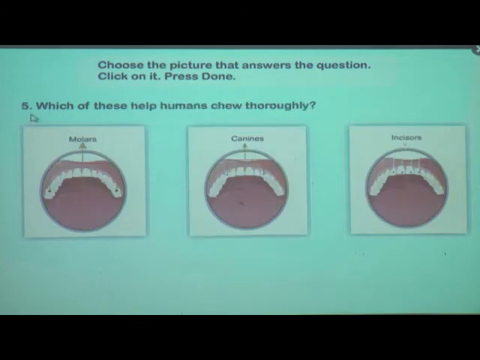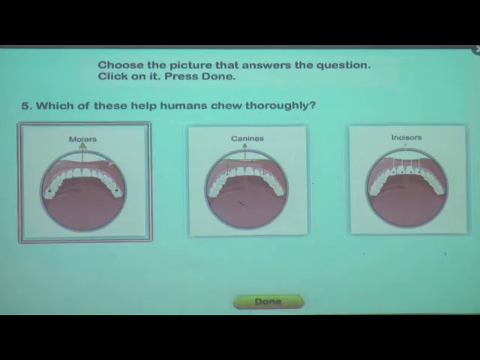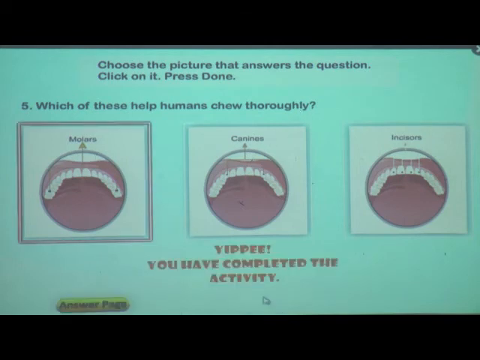Now read the question carefully. Which of these help humans chew thoroughly? Here in the first one, it is showing molars, canines and incisors. Incisors are cutting teeth and canines are tearing teeth. But the question is chew thoroughly, which means we have to crush and grind. So yes, we are correct. Now we will move to next.